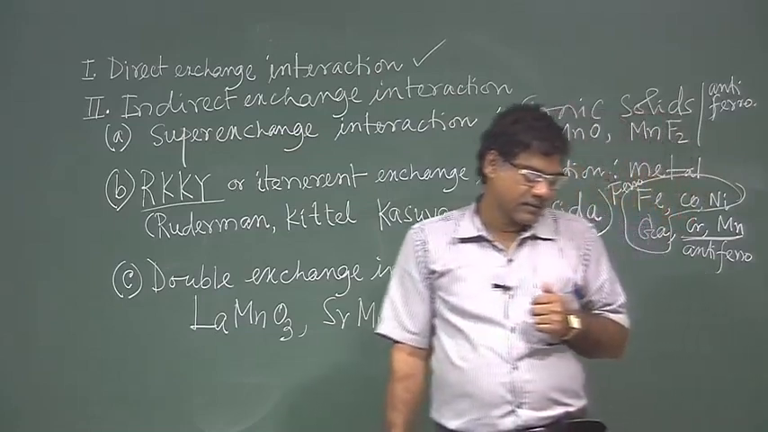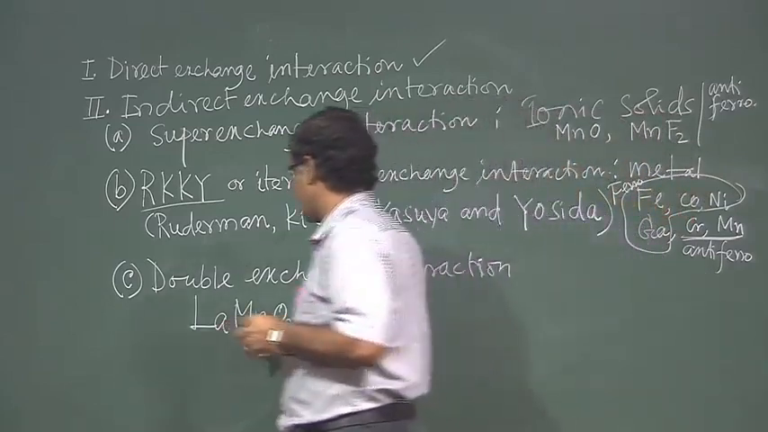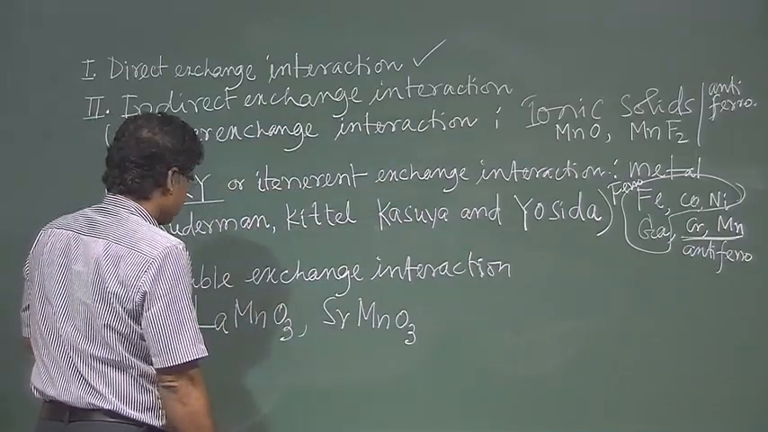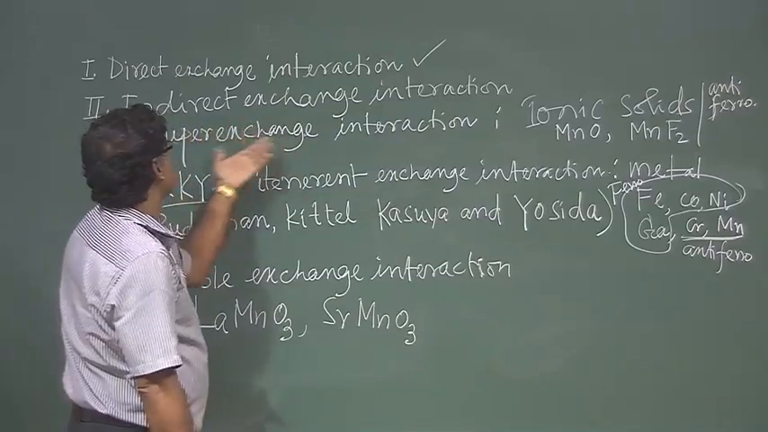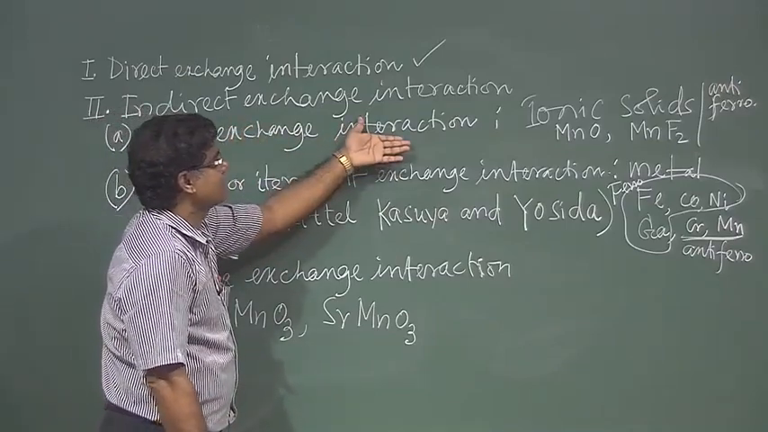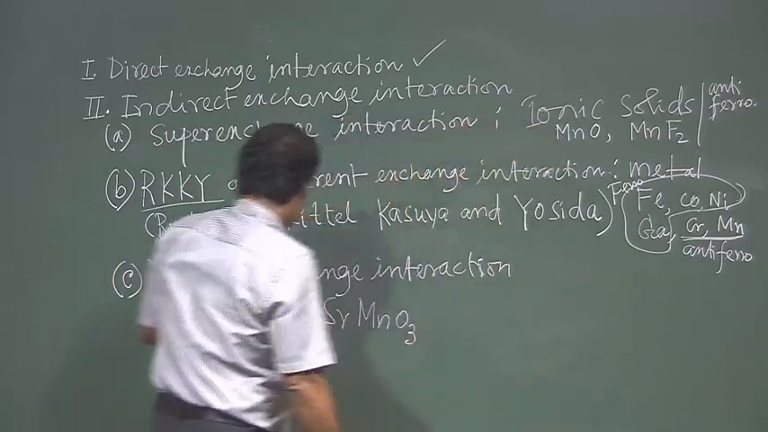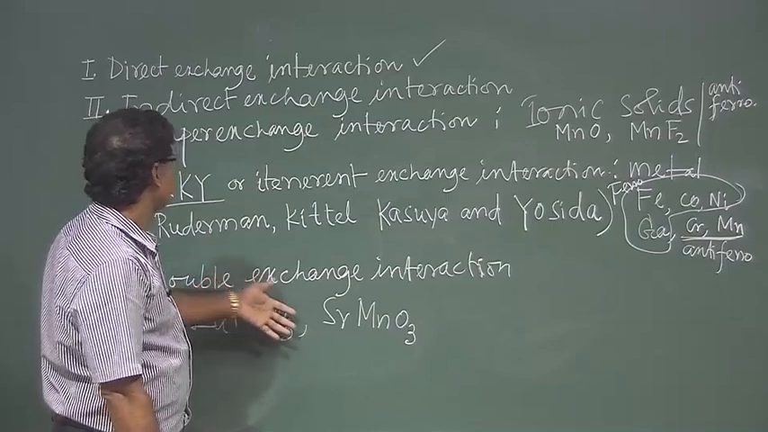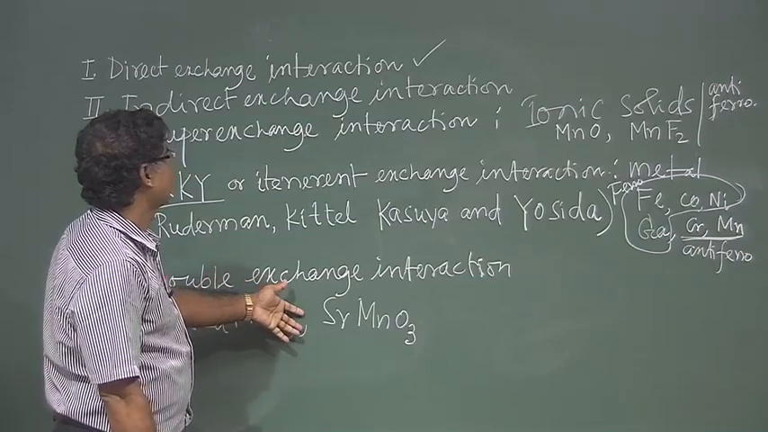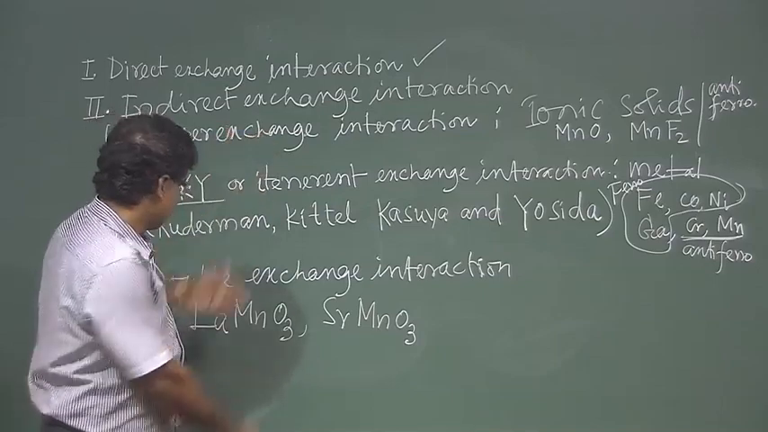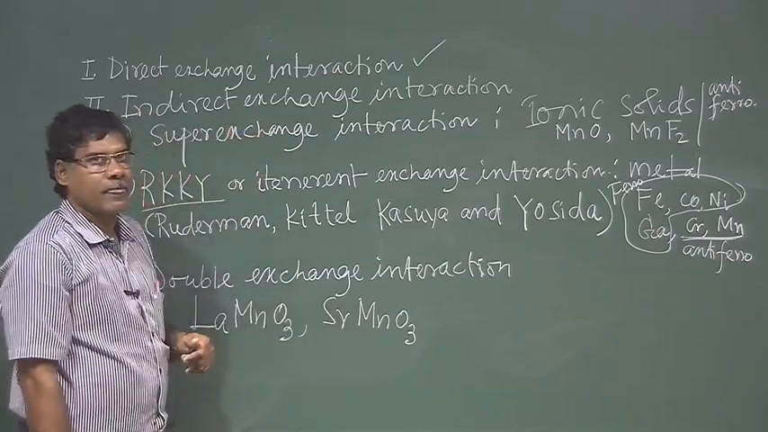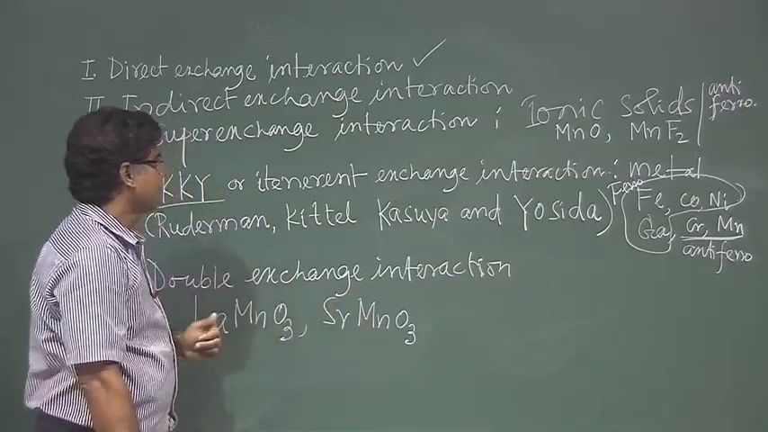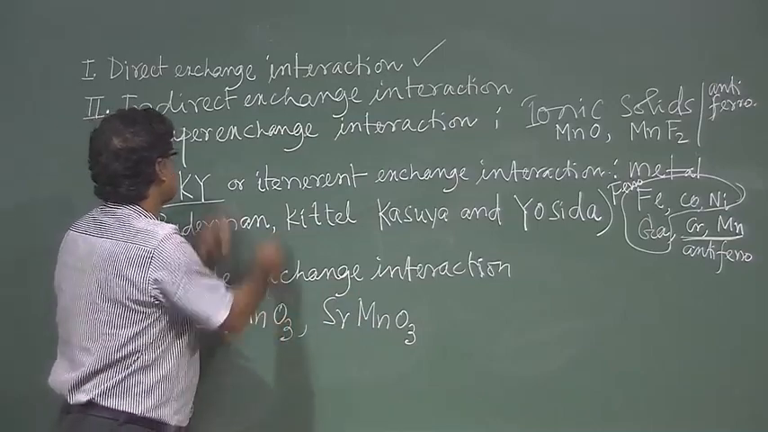So, their exchange interaction is basically super exchange interaction. I told you some oxides are generally insulating materials, and they show the super exchange interaction. Both are antiferromagnetic, and their exchange interaction is super exchange interaction.